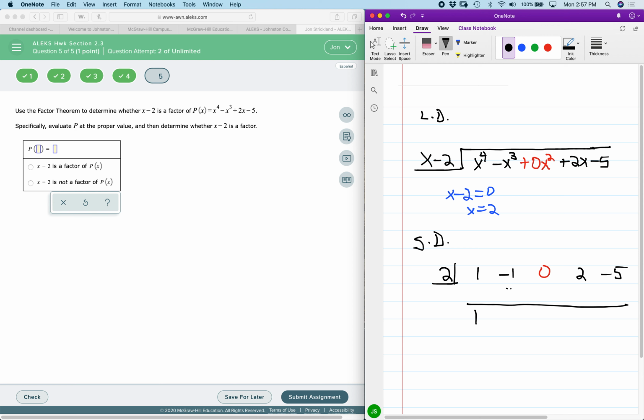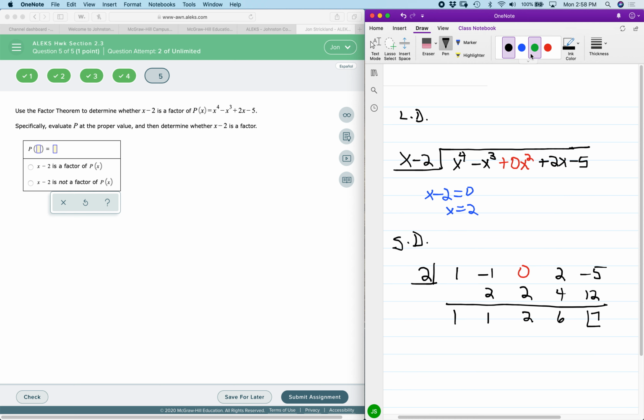Okay, bringing down the leading coefficient, I have 1. 2 times 1 is 2. -1 plus 2 is going to be 1. 2 times 1 is 2. 0 plus 2 is 2. 2 times 2 is 4. 2 plus 4 is 6. 2 times 6 is 12. -5 plus 12 is 7. Now for the quotient, again, going from x to the 4th at the front, this 1 at the bottom is going to represent x cubed. We have x cubed plus x squared plus 2x plus 6.